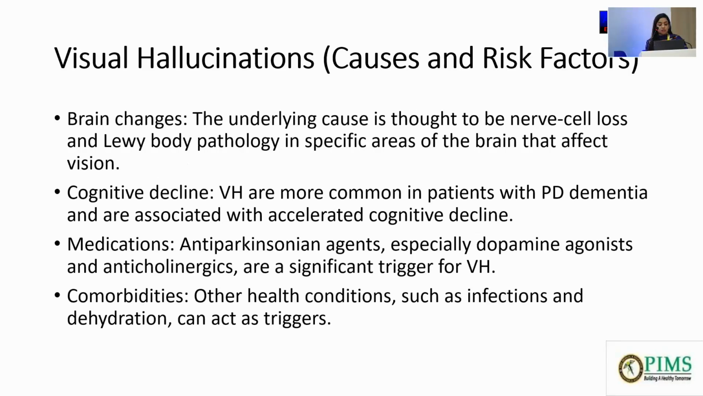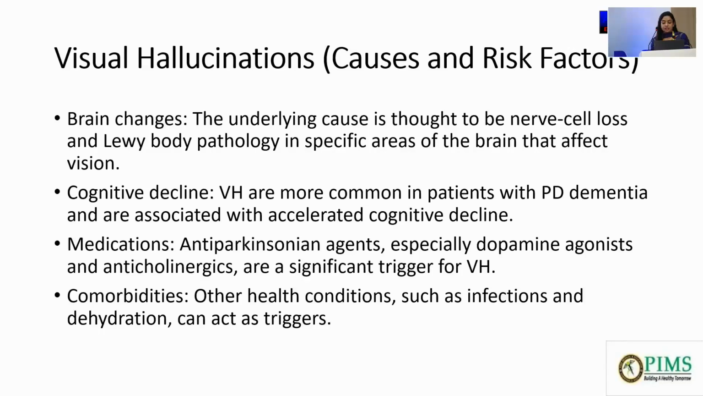The underlying cause of visual hallucinations is thought to be nerve cell loss and Lewy body pathology in specific areas of the brain that affect vision. Visual hallucinations are more common in patients who have dementia, and are associated with accelerated cognitive decline. Anti-Parkinson medications, especially dopamine agonists and anticholinergics, serve as significant triggers for visual hallucinations in these patients.